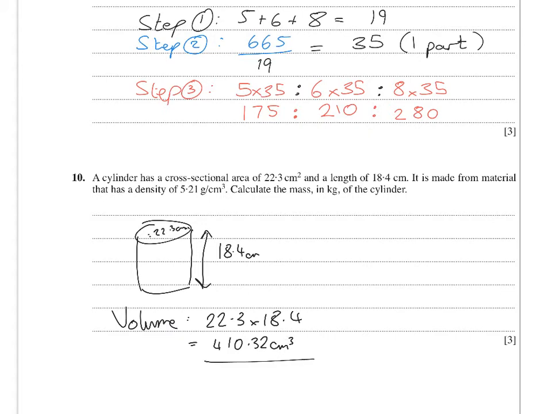Okay? The next bit is, it says the density in grams divided by centimetres cubed was 5.21. Okay? So I know that this answer that I'm missing, I'm going to call that x, grams divided by the centimetres cubed, so divided by the 410.32, I know that comes to 5.21. I'll put in centimetres cubed there as well. Okay, and that's how I get the grams per cm cubed.